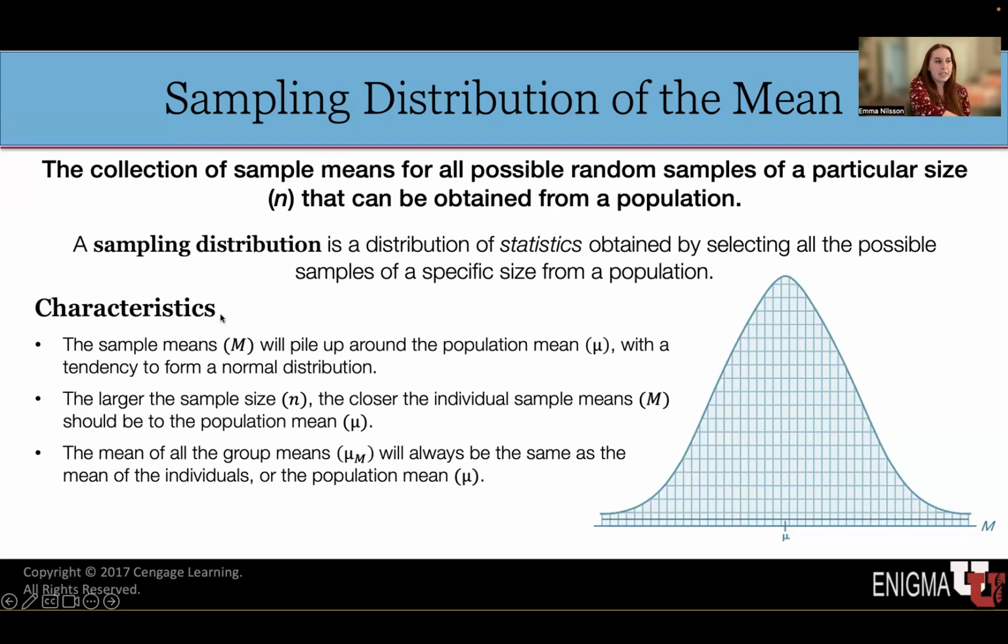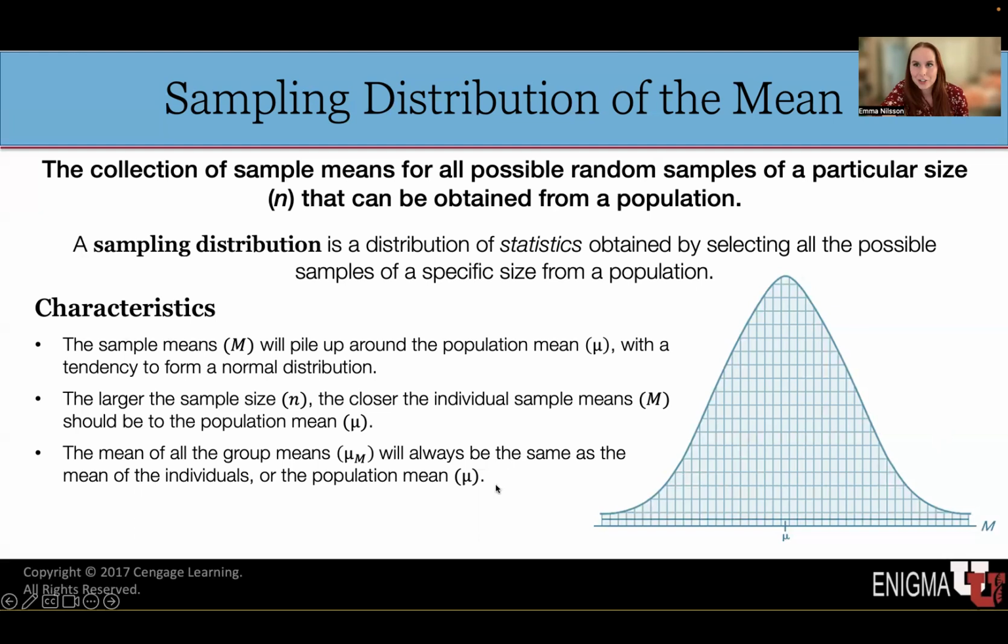The sample means, everything we're graphing here, are going to pile up in a normal-ish distribution around the population mean, with a tendency, like we said, to form a normal distribution. The larger the sample size we use, the closer the individual means that we're graphing here from the samples should be to the population mean. So as the sample size increases, these means will get closer and closer to the population mean from which they came.